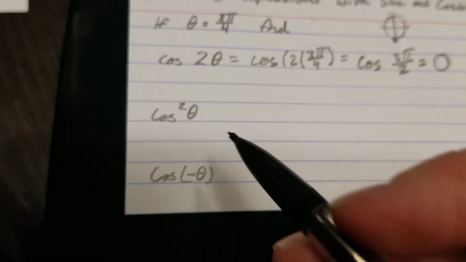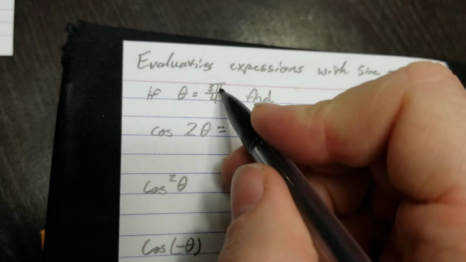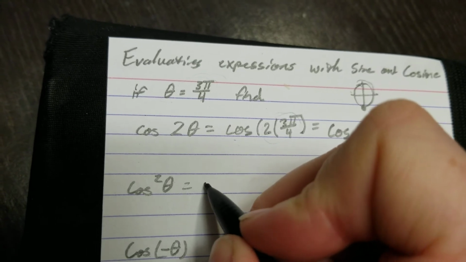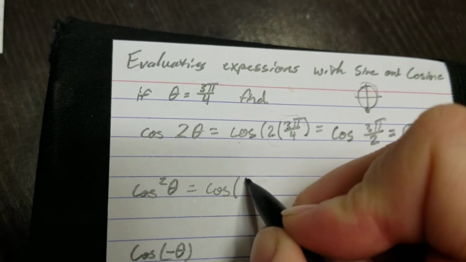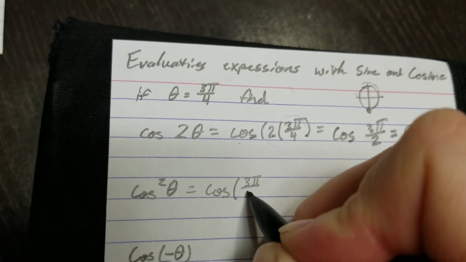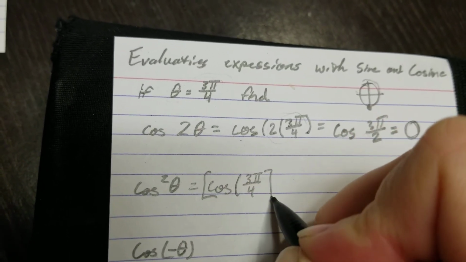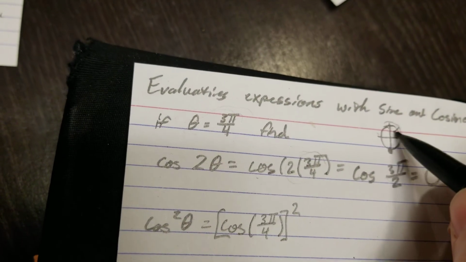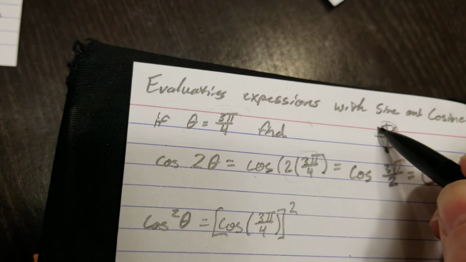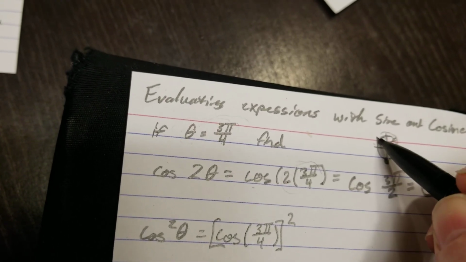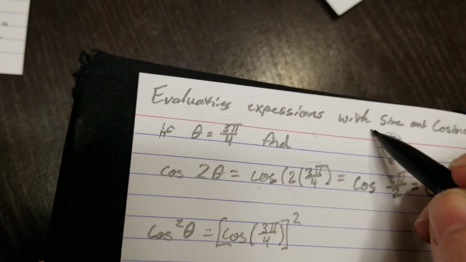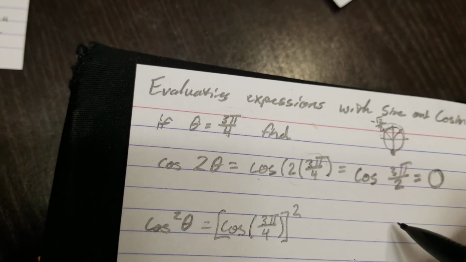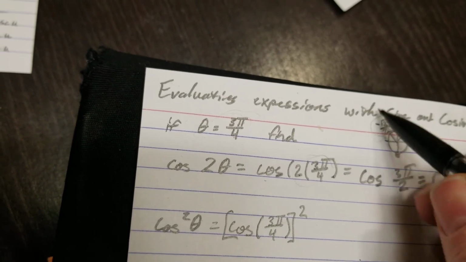All right, how about cosine squared? So 3 pi over 4, cosine squared. So this is cosine of 3 pi over 4. And then whatever my answer is, I'm going to square it. So 3 pi over 4 is 1, 2, 3 right here. And again, I'm looking at my x. So my x is going to be negative square root 2 over 2. Okay, that is the value of cosine.